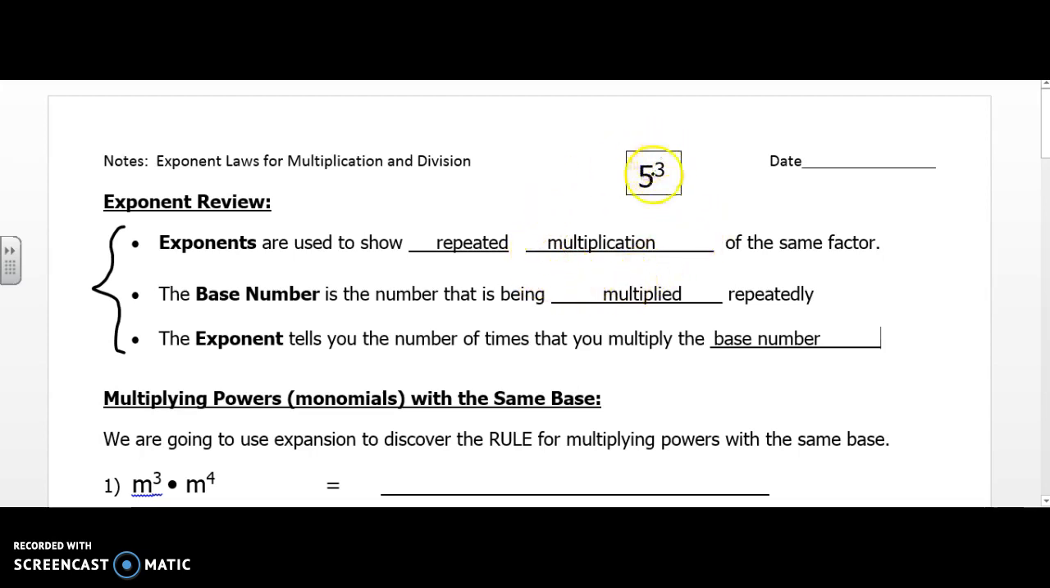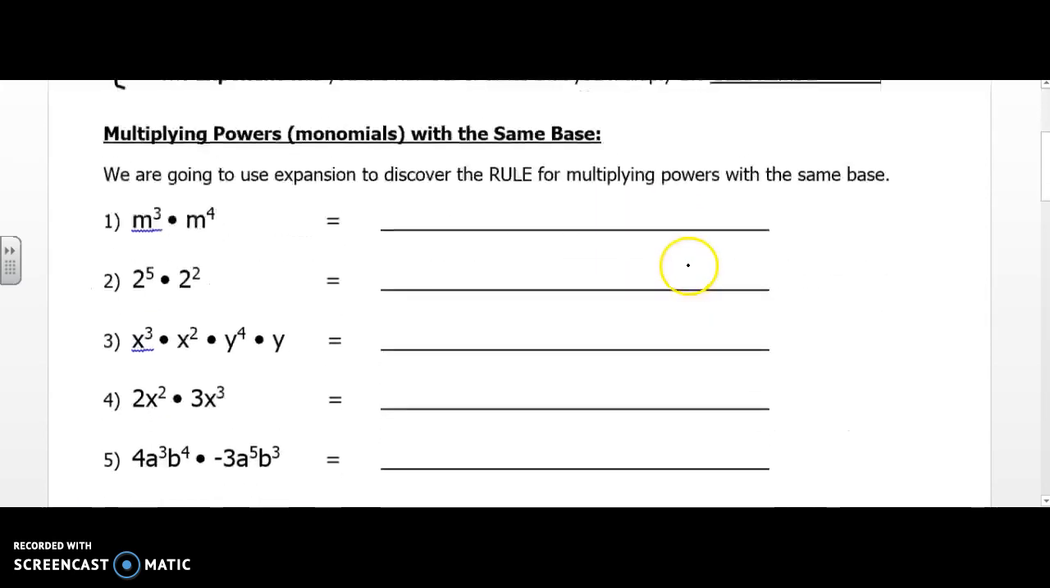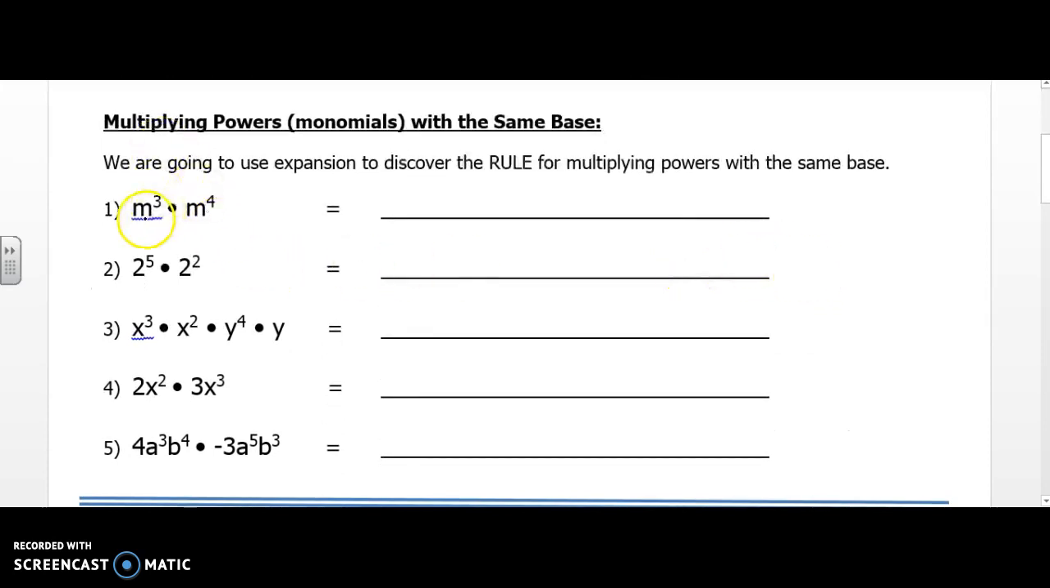Now, we're going to talk about some rules that happen when we have exponents being multiplied by themselves. So, for example, if we scroll down here, we can see we have m to the third times m to the fourth. And we're going to try to figure out a rule that lets us multiply these together. But before we do that, we're going to do a little bit of exploring here.